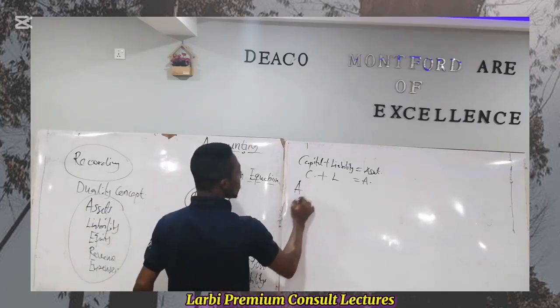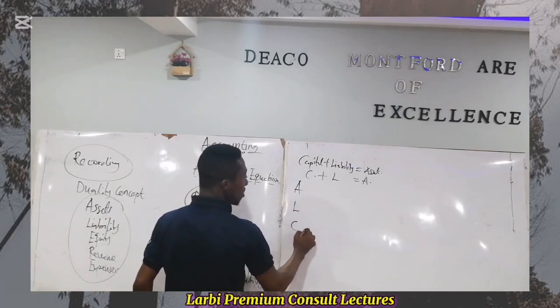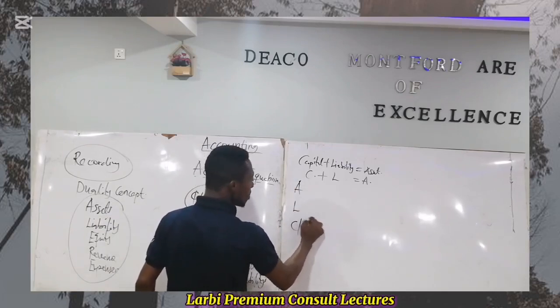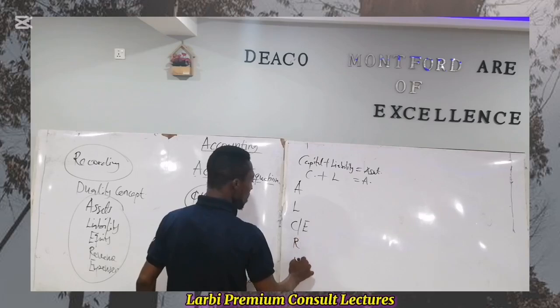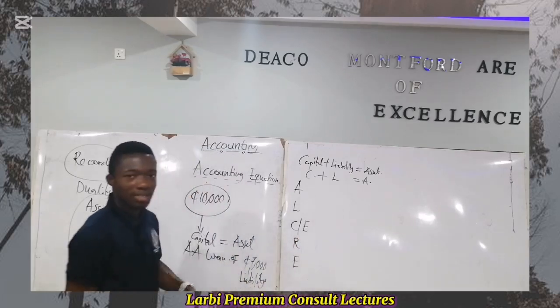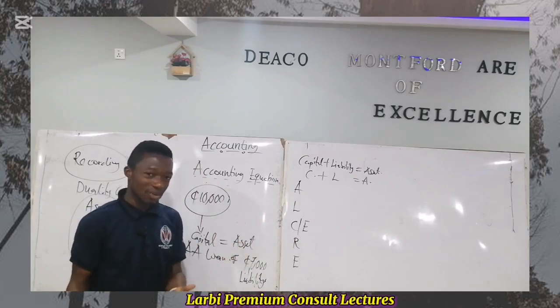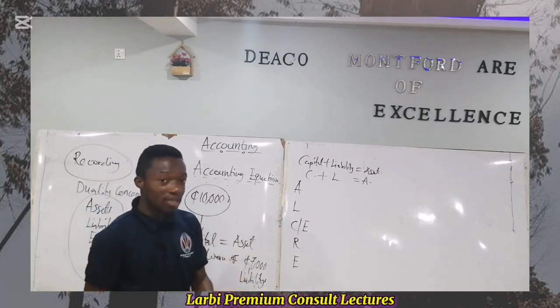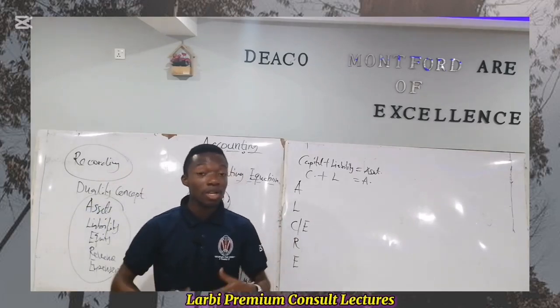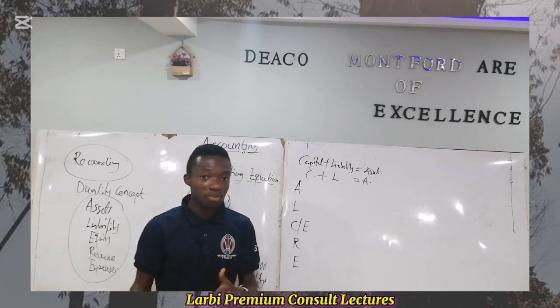So we have assets, we have liability, we have capital or equity, we have revenue, and we have expenses. So what is then an asset? If we say an asset, what is an asset? In a layman understanding, we say that assets are a resource that somebody owns, that are used in the production of goods and services. That is a layman understanding.